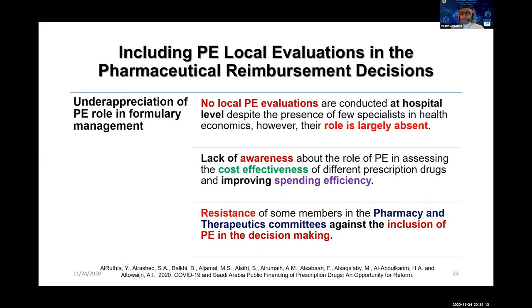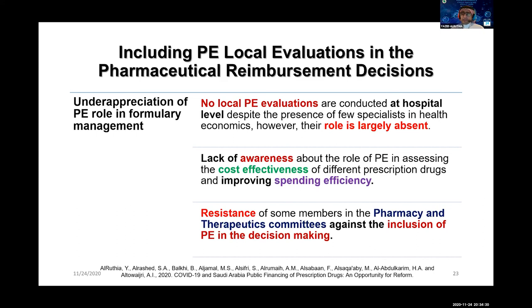Many P&T committees do not include any pharmacoeconomic specialist, and if they include one, they rarely do any economic evaluation of different pharmaceuticals, especially the pricey or expensive ones.